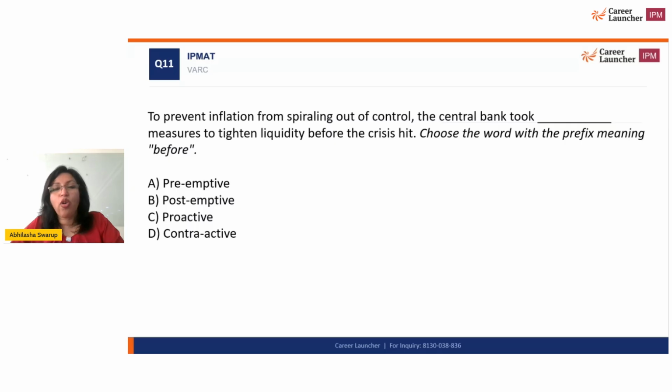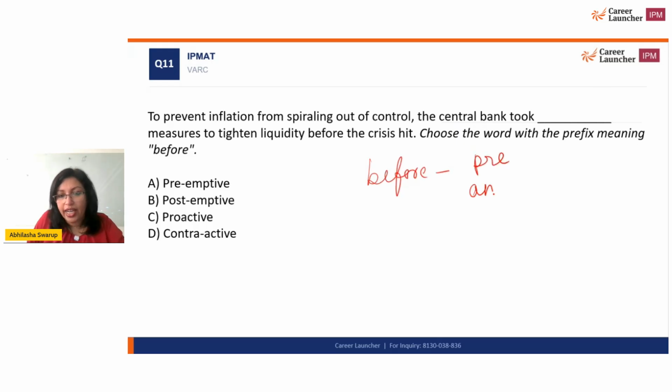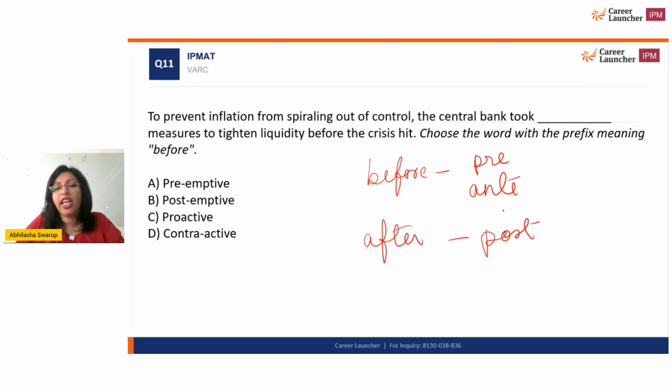Okay, that's this. All right, to prevent inflation from spiraling out of control, the central bank took some measures to tighten liquidity before the crisis hit. So before the crisis hit, they're looking for something that is before. Remember, before, the prefix can be pre or ante. After, the prefix will be post. Okay. So pre-war or ante-war. This is ANTE. Okay. And post means after.